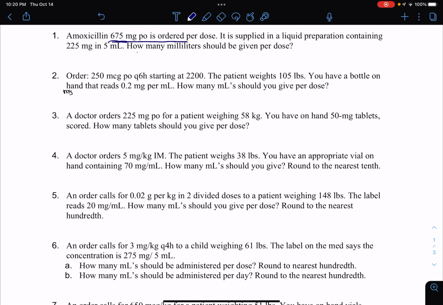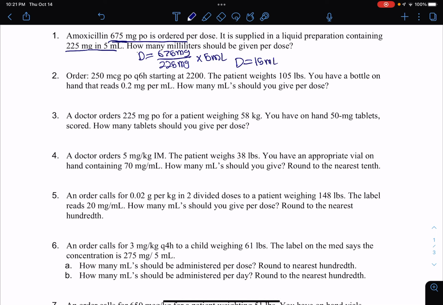675 milligrams is ordered, supplied, and 225 milligrams in 5 mLs. How many milliliters do we need? So we're going to do desired, D equals 675 milligrams divided by 225 milligrams per 5 milliliters. That is going to give us 3 times 5, which is going to be 15 milliliters.